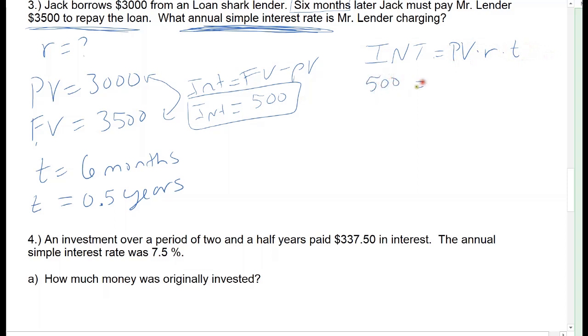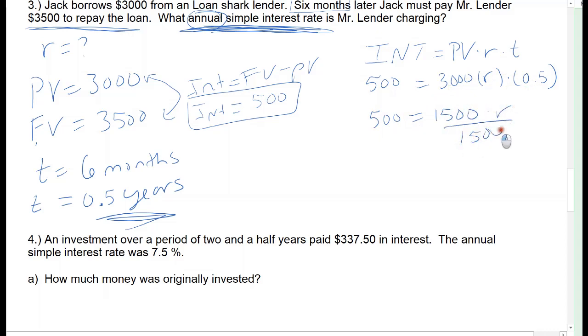$500 was the interest. That's the extra amount he had to pay back. Present value was 3,000. Interest rate's what we're looking for. Time I had to convert to years, so I plug in the years. Annual, yearly simple interest rate, therefore time has to be in years. And then I simplify. So the first thing I'm going to do is multiply my 1/2 times my 3,000 to get 1,500 times my R, divide by my 1,500.